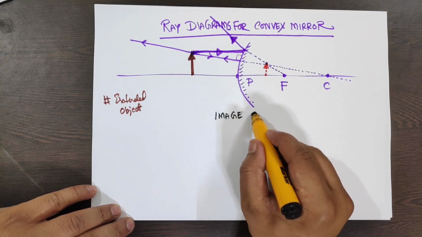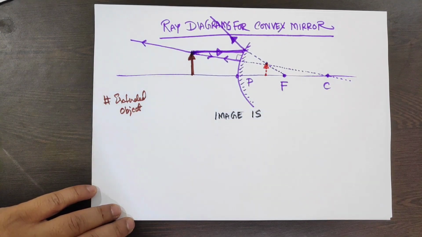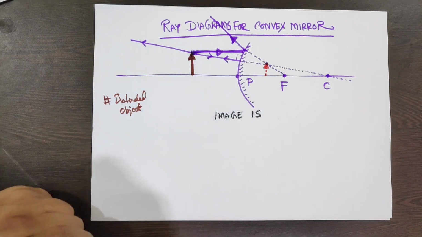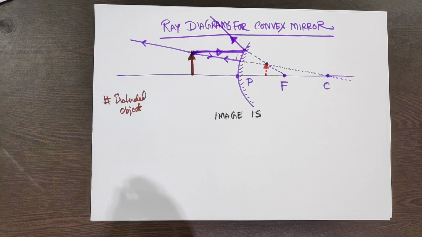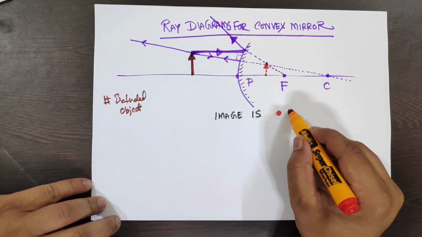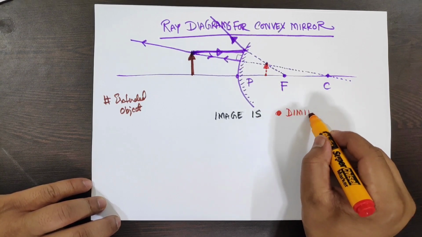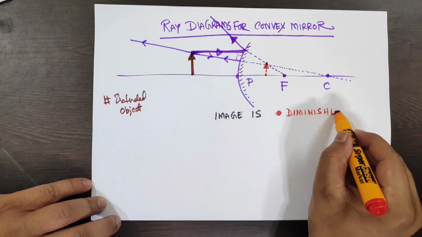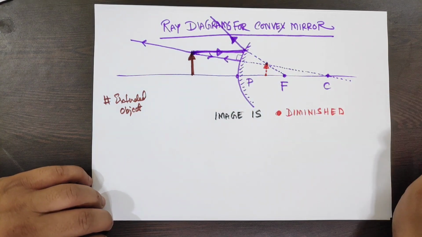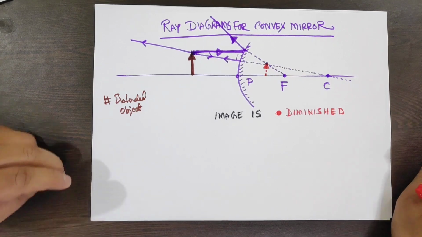Now let us write about the characteristics of the image. What are the characters of the image? See, one by one I am writing down. It is diminished. Just by looking at the ray diagram you can see the image is diminished.